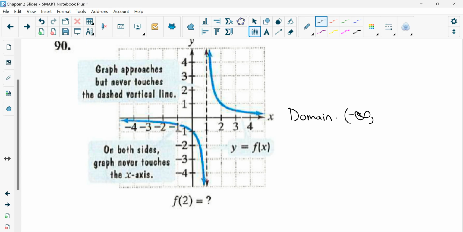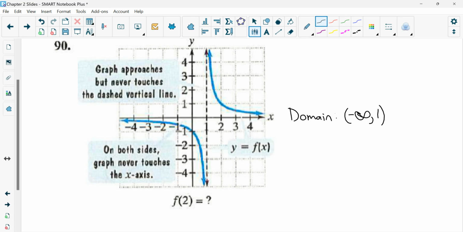Now, as we keep going through here, again, it's never touching this value. This value is at 1. It's getting really close to it, but not touching it. So because it's getting really close to it, I'm going to put a 1 here. But does it ever touch it? No. So how do we write that it never touches it? Parenthesis or bracket. I'm going to put a parenthesis.